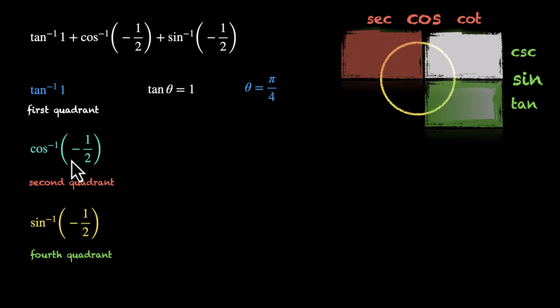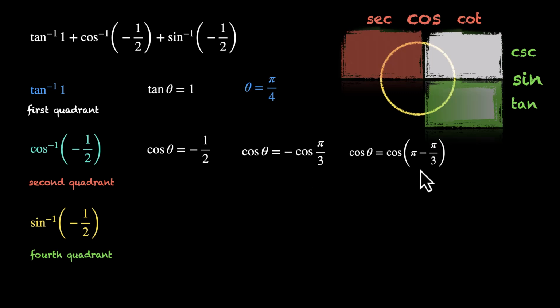Next one, cos inverse minus half. Which angle theta in the second quadrant has cos equal to minus half? Now cos theta is half at 60 degrees, which is pi by 3. So this means cos theta equals minus cos of pi by 3. Now we can apply trigo here. We can take this negative sign inside. Cos of pi minus pi by 3 is the same as minus cos pi by 3.